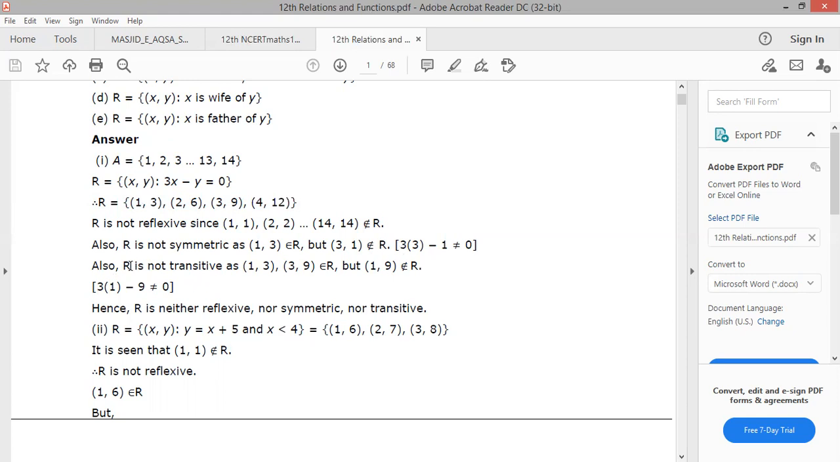Similarly, we will check its transitivity. You see that 1, 3 belongs to the given relation, and 3, 9. But 1, 9 does not belong to the given relation. So we say that this is not a transitive relation. Hence, R is neither reflexive, nor symmetric, nor transitive.